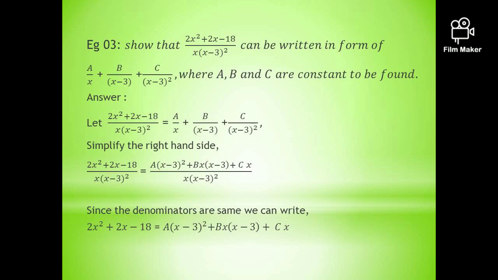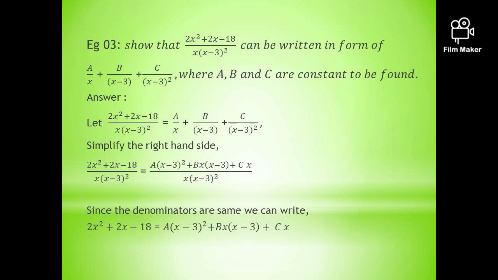If you come up with this example, you can understand that we need to find the partial fractions for (2x squared plus 2x minus 18) over x into (x minus 3) squared. The repeated term is (x minus 3) squared. Therefore, you can break up the partial fraction terms as a over x plus b over (x minus 3) plus c over (x minus 3) squared.